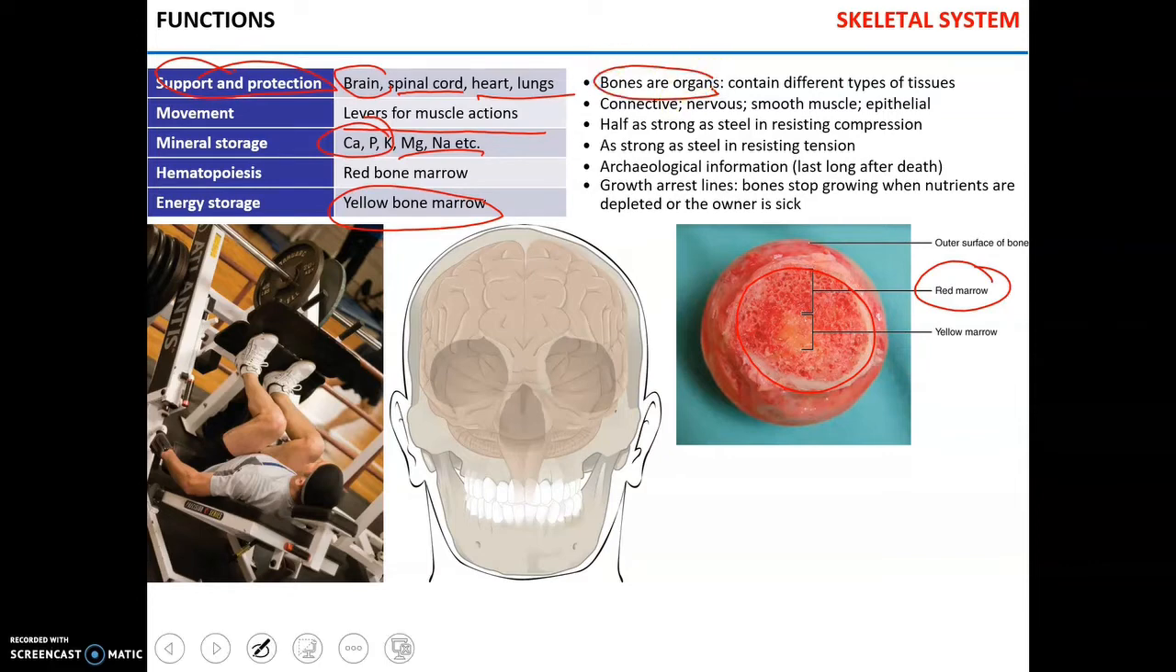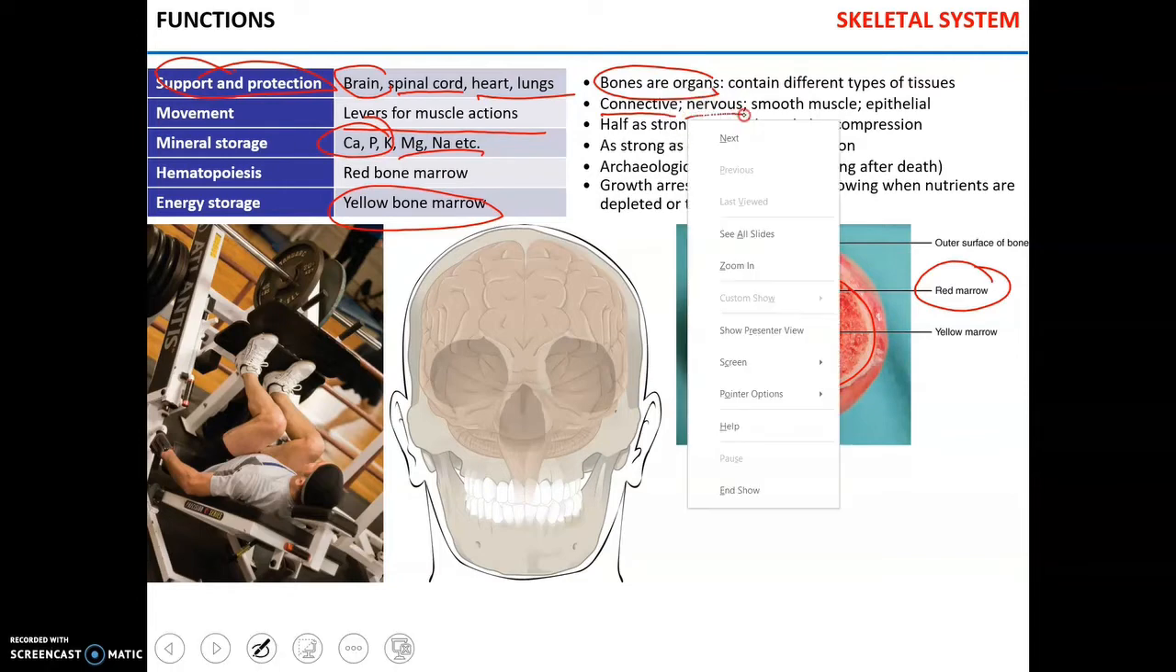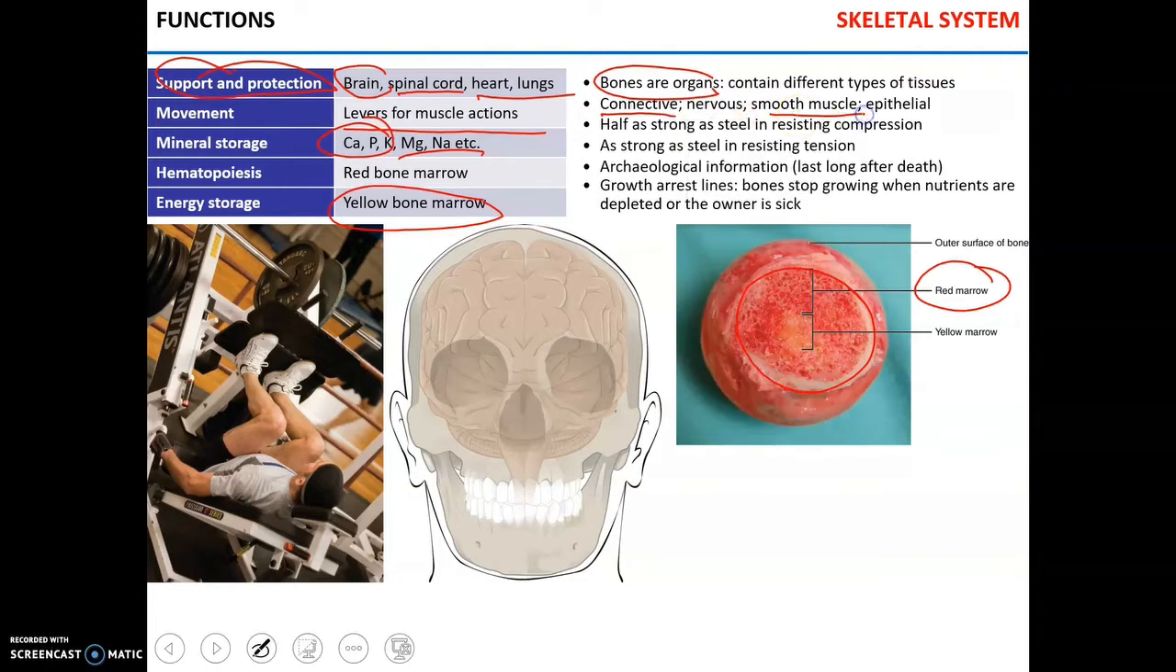Now, each bone is an organ. So all bones together, your skeleton, is essentially an organ system. Bone tissue itself is considered to be connective tissue, but your bones, not the bone tissue, contain nerves, smooth muscles, epithelial tissues. It is very resistant to compression and even more resistant to tension.